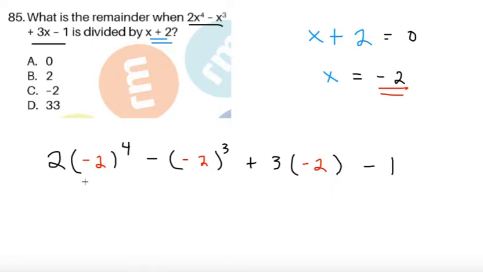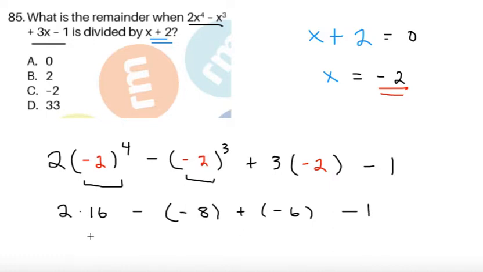So let's try to do that. Negative 2 raised to the fourth power is equal to 16. So 2 times 16 minus negative 2 cubed, that's equal to negative 8, so minus negative 8. 3 times negative 2 is equal to negative 6, and minus 1 here. So 2 times 16, that's 32. We're adding 8. We're subtracting 6, and then we're subtracting 1. 32 plus 8, that's 40, minus 7, that's 33. So for item 85, it's 33, and it corresponds to choice D.